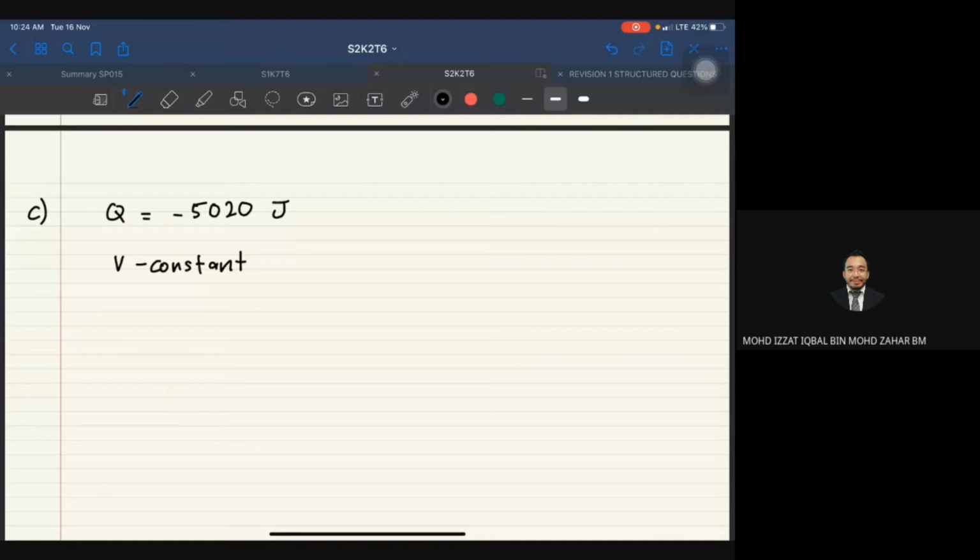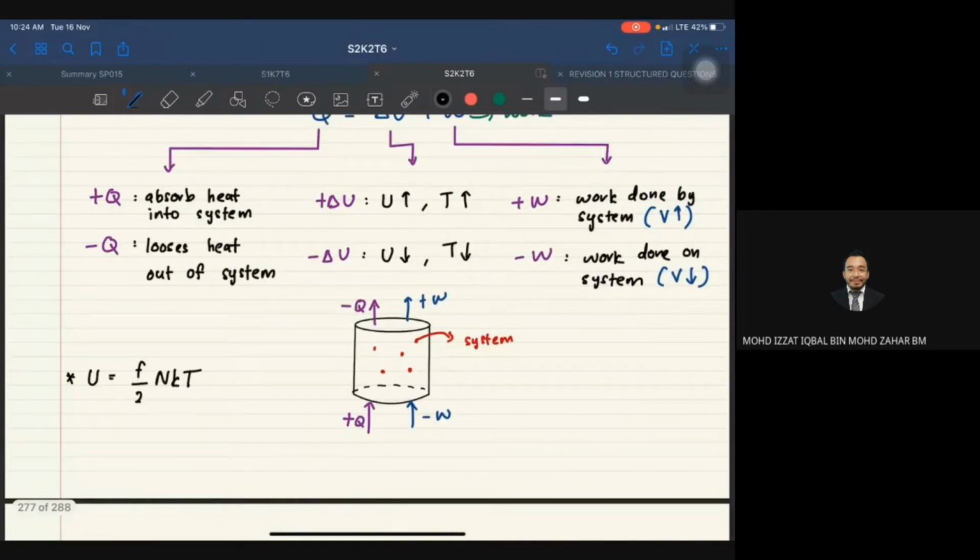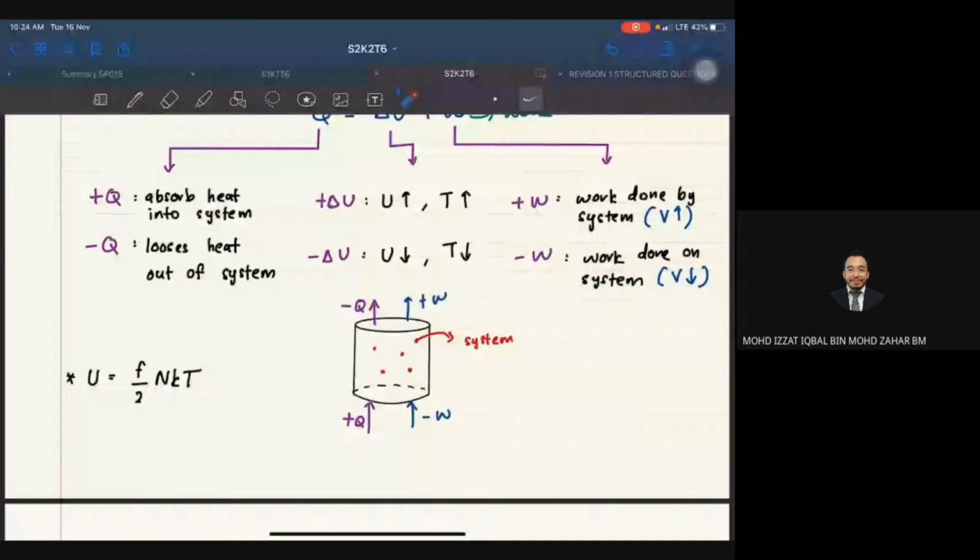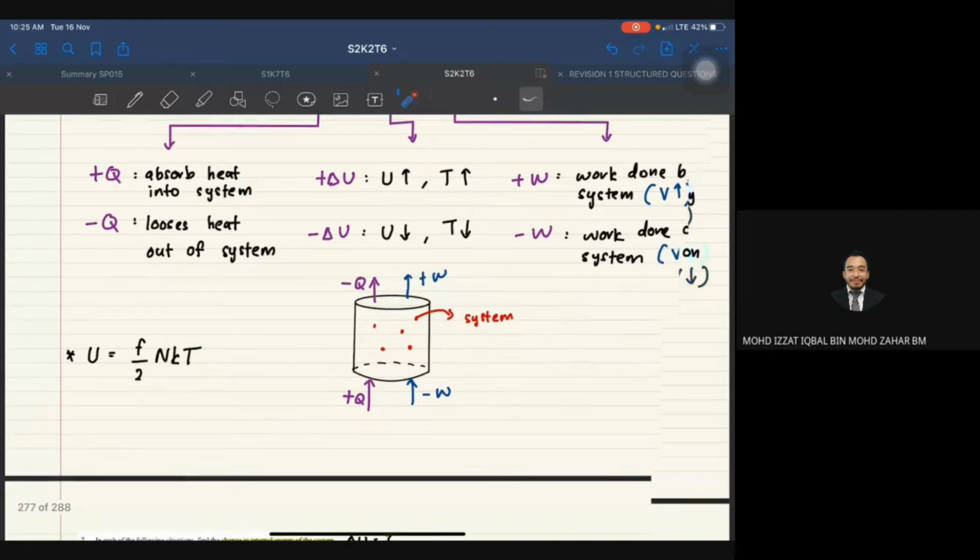Okay, yang ni saya belum ajar lagi, tapi cuba kita pergi balik ke atas ni. Okay, if you guys look over here, kalau positive work, it means that the work done by the system and the volume increase. For negative work, work done on the system and the volume decrease. What can you say when you have volume is constant? Kamu rasa apa yang jadi dekat dia punya work? Kalau work tu positif, dia mengembang. Kalau work tu negatif, dia mengecut, compress. Kalau V dia constant, work dia? Kosong ke sir? Yeah, zero, very good.